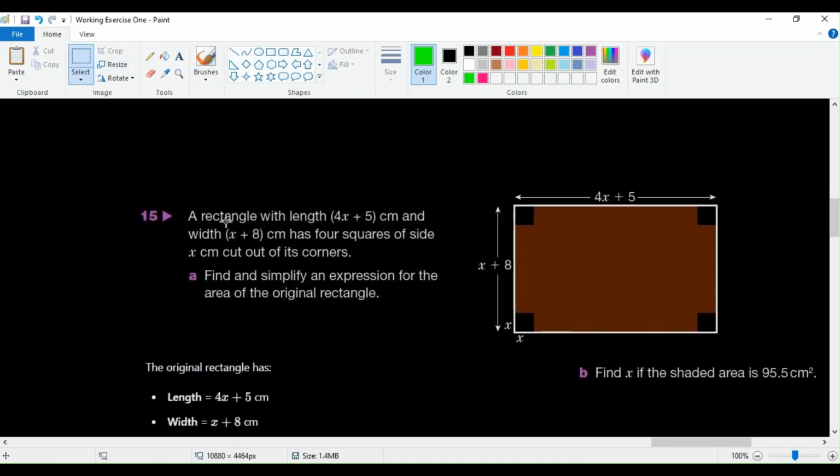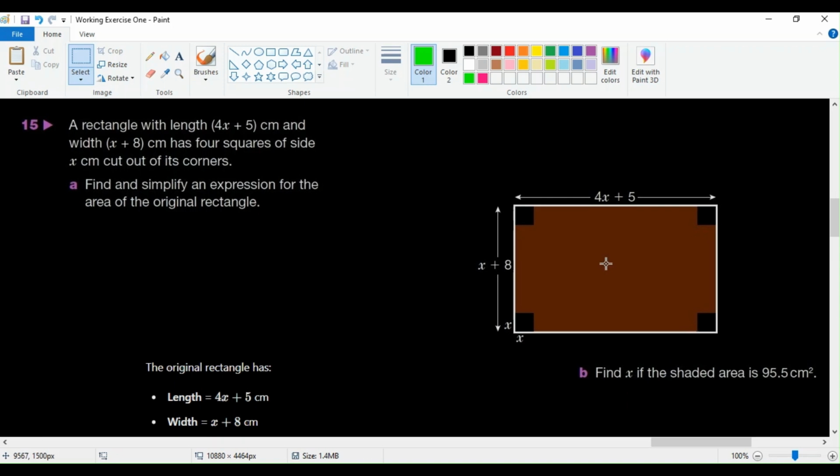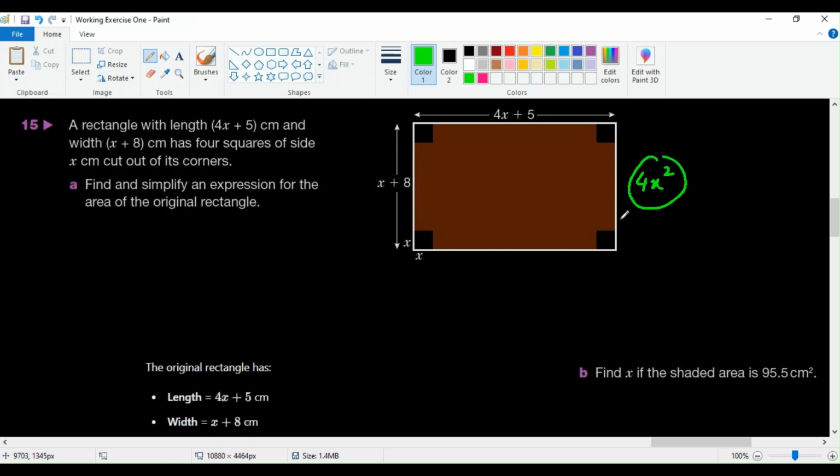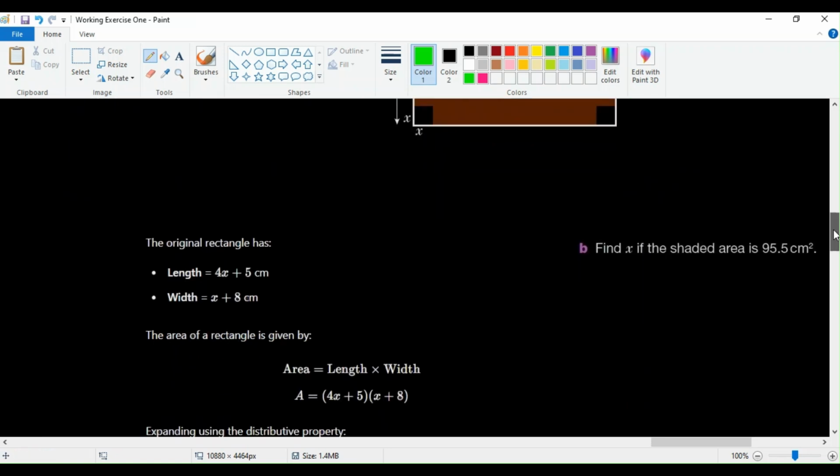Okay, in this question it says that a rectangle with length 4x plus 5 centimeters and width x plus 8. Now this can be tricky, but if you focus you will know what it means. First of all, it says that 4 squares of side x centimeters are cut out. So these are the cutouts, 4 times on 4 sides. The area of each cutout is x squared, so there are four cutouts, 4x squared. Remember this has to be subtracted from the original one.